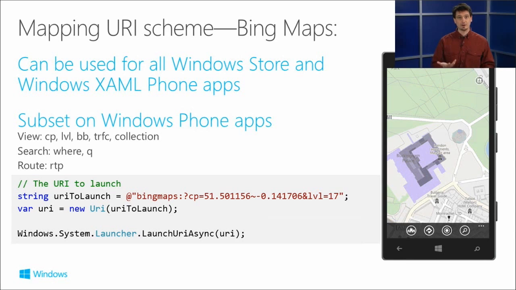The first URI scheme we can use is Bing Maps. You can see here there are a lot of really cool parameters you can use. The CP stands for the center point: where do we want the application to center around? We can define the zoom level. We can define a bounding box, which I believe is new for 8.1. You just give it four points, and it does its best to fit the map for the best view of that box. We can show traffic with TRFC. We can point out a collection of points by giving it a collection. And then we can do queries and where.